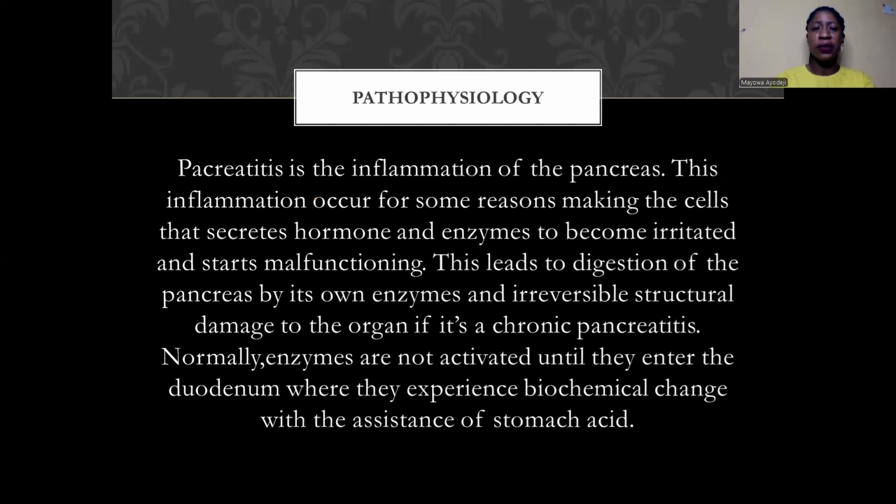Now let's go to the pathophysiology. Pancreatitis is the inflammation of the pancreas. This inflammation occurs for some reasons, making the cells that secrete hormones and enzymes become irritated, and they will start malfunctioning. We have discussed the causes in the previous slides, so we are not going to talk about that again. So this leads to digestion of the pancreas by its own enzymes. These enzymes become activated within the pancreas, and once they are activated within the pancreas, they will lead to inflammation of the pancreas. With time, there will be irreversible structural damage to the organ, especially in chronic pancreatitis.